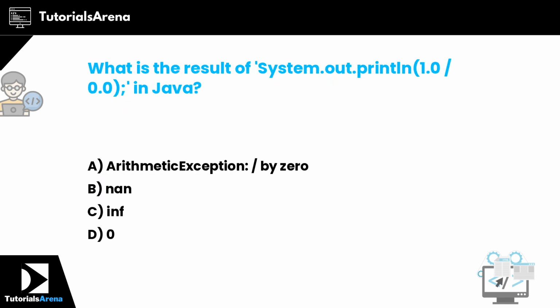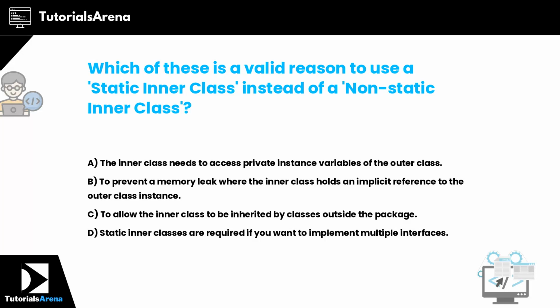What is the result of System.out.println(1.0/0.0) in Java? Answer is C. Infinity. Which of these is a valid reason to use a static inner class instead of a non-static inner class? Answer is B. To prevent a memory leak where the inner class holds an implicit reference to the outer class instance.